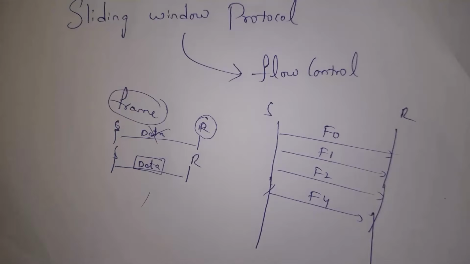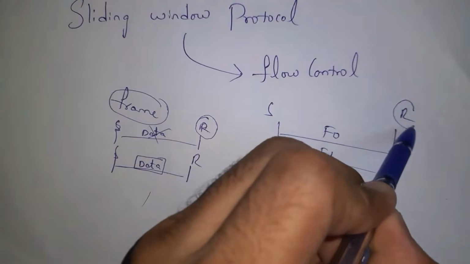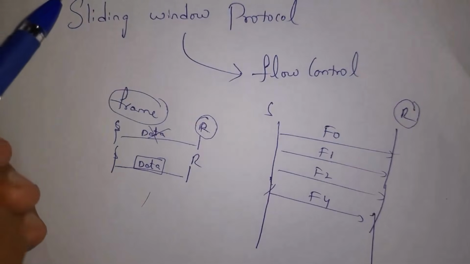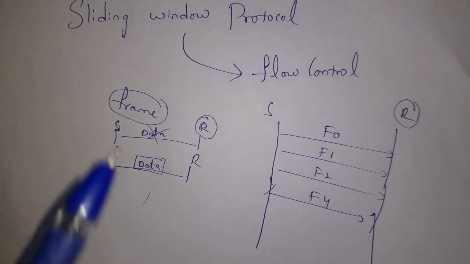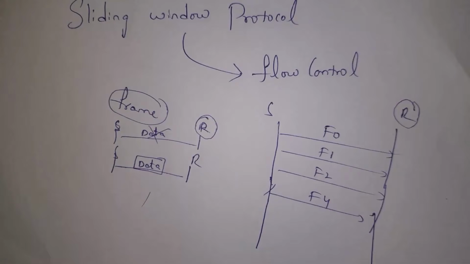Guys, for example, receiver can handle only 4 frames at a time. If sender sends more than 4 frames at a time, then it will be overload to receiver. That is why sliding window protocol will control flow of the data. So flow control means how many frames receiver can handle at a time. Only that many frames sender will send at a time. Sender must not be very fast in sending the frame.